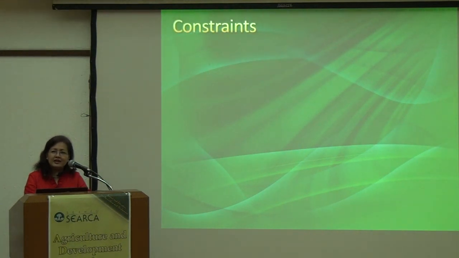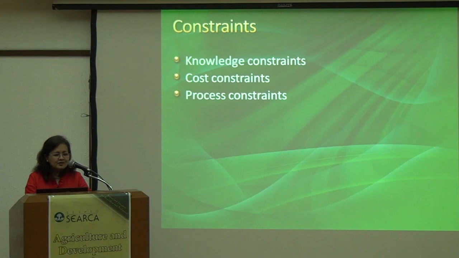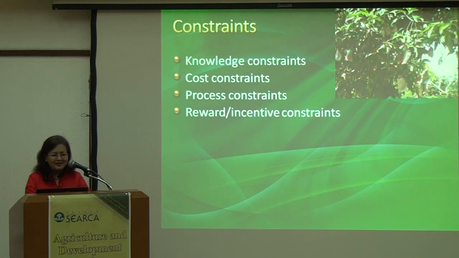So what are the constraints? There are numerous constraints to GAP adoption and GAP certification, but I can group the major ones into four categories. The first one is knowledge constraints, then you have cost constraints, process constraints, and reward incentive constraints. Now, I don't know if I discussed this in the slides, but let me go back if I haven't.